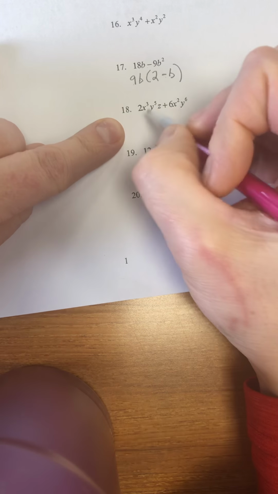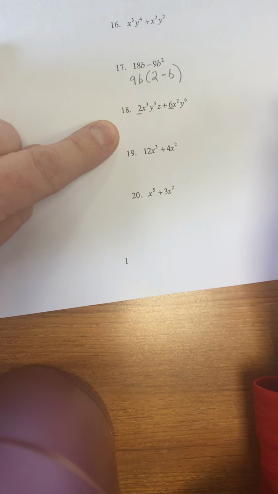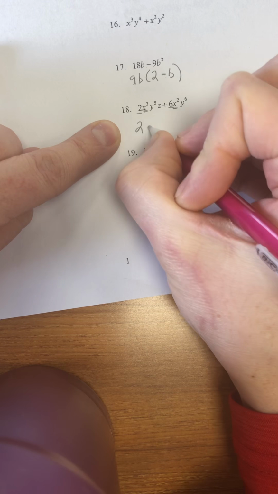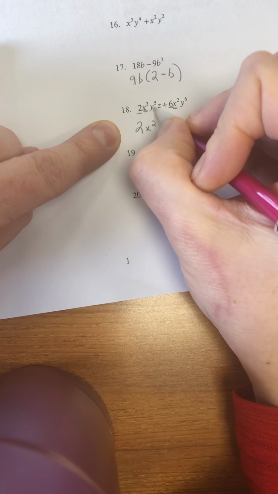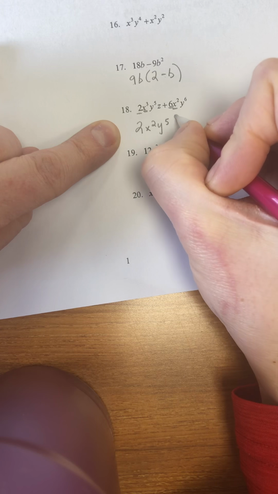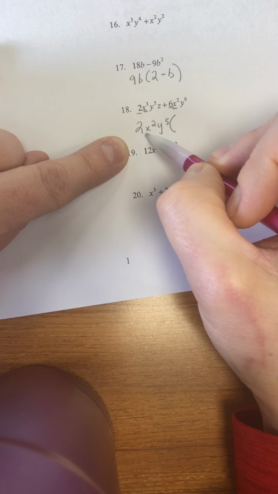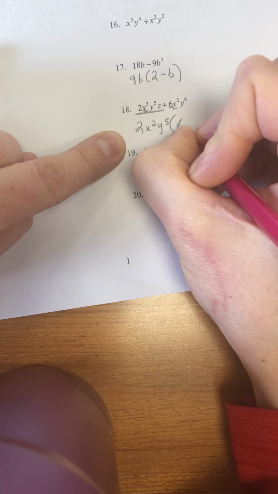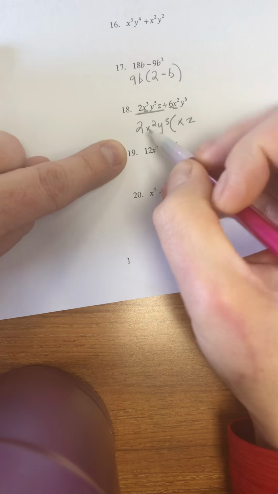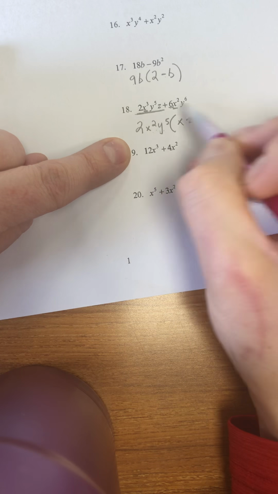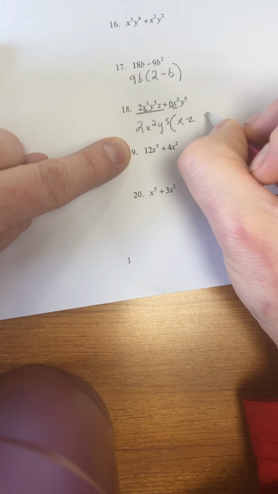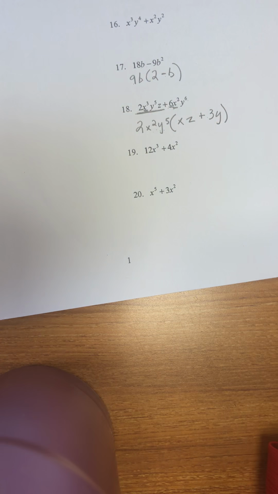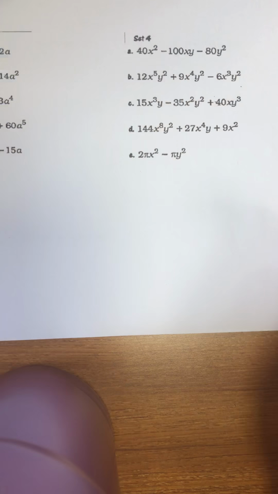I'll do number 18 now. If I look at my coefficients first, I have 2 and 6. 2 would be the greatest common factor. If you look at your x's, I could get an x squared out of both of them. I could get y to the 5th out of both of them. And now that's my GCF. I say 2x squared y to the 5th times what gives me this first term. So that would be an x and a z. Then I say 2x squared y to the 5th times what would give me the 6x squared y to the 6th. I would need a positive 3 and one more y. And so those are a couple examples for factoring out a GCF.